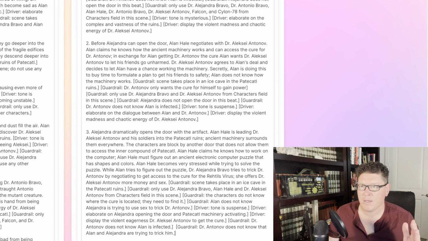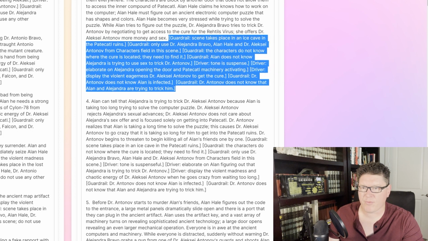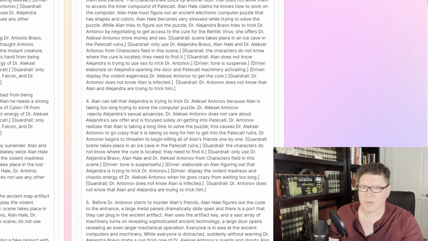I'm like, don't mention this, don't talk to these people. Let's just look at the ones for this right here. So I had to tell where it takes place for the first guardrail. Second guardrail, only use these characters. Third guardrail, this character does not know where the cure is located. They need to find it, okay? This guardrail says this character doesn't know what this other character is doing. Then here's the tone. That worked out fine. And then elaborate on this.